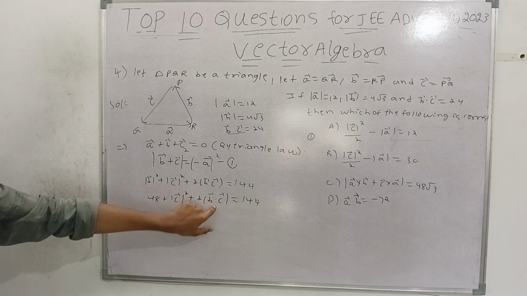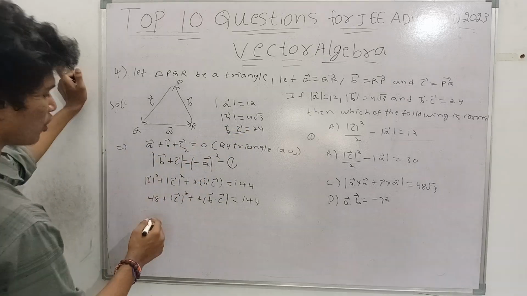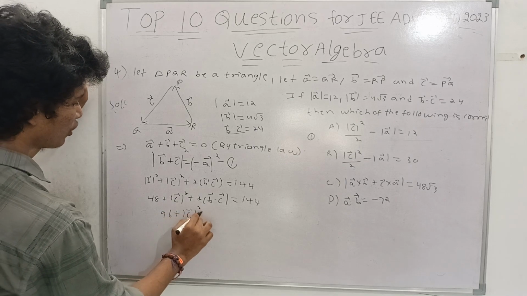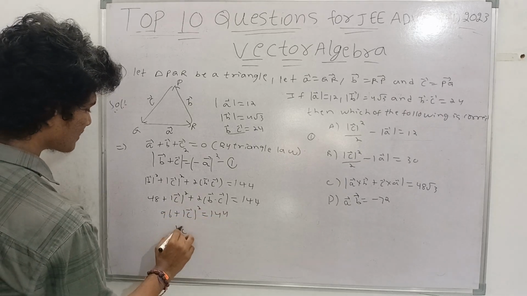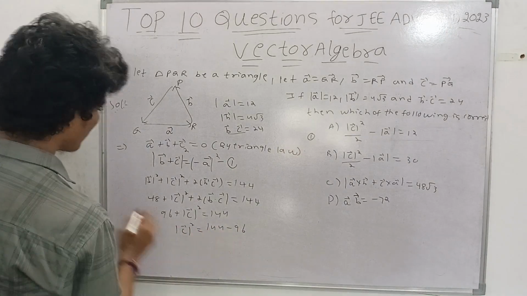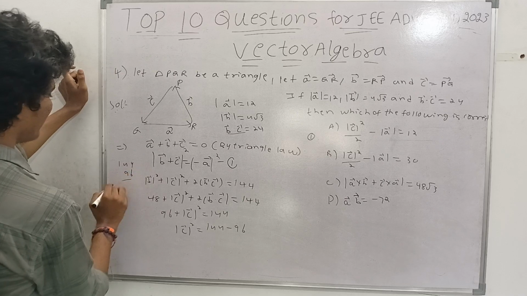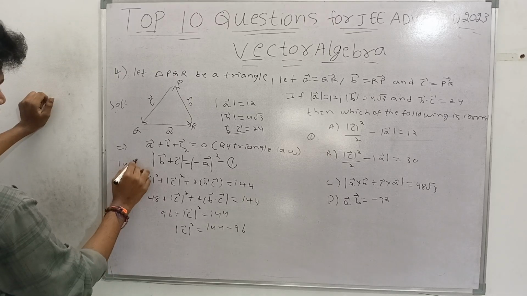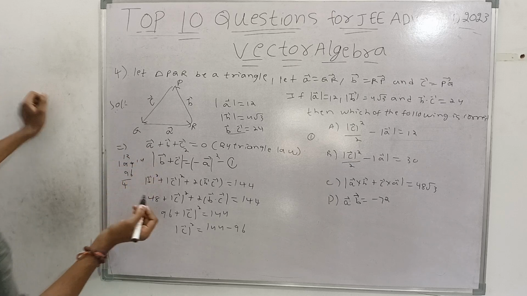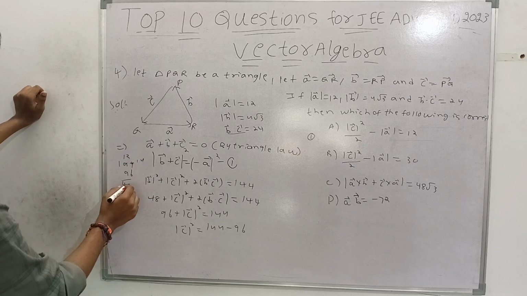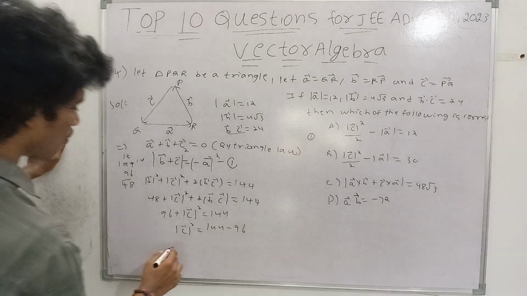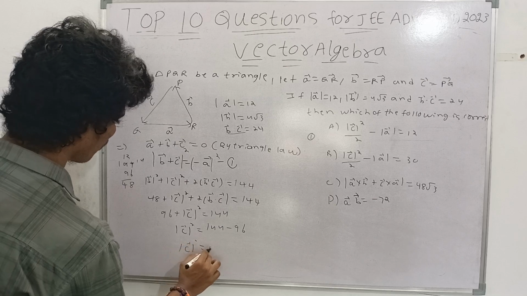And we know the value of B dot C, it is 24. 24 times 2 is 48. 48 plus 48 is 96. So 96 plus mod C square equals 144. And what is mod C square? It is 144 minus 96, which is 48. So magnitude of C vector square equals 48.